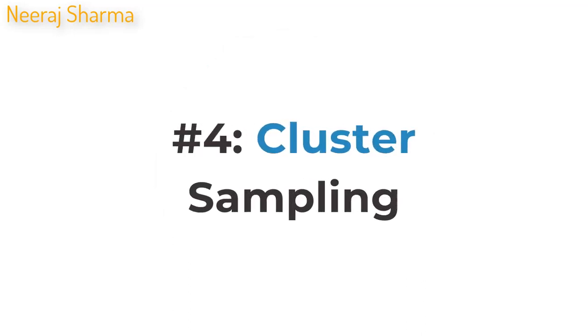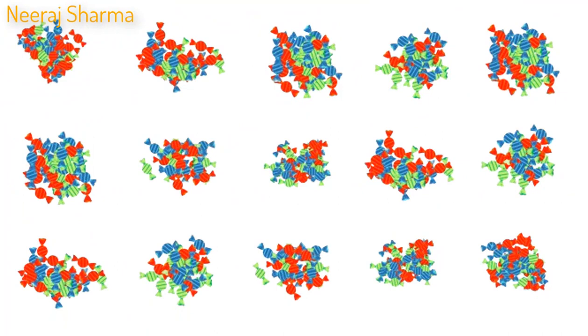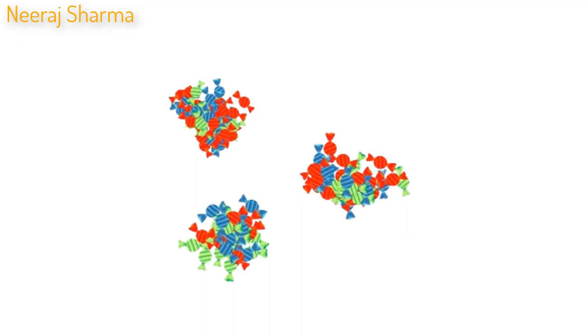Fourth, cluster sampling. Cluster sampling is like picking a few bags of candies instead of picking individual candies. Imagine you have a big jar of candies, and you divide them into different bags. Instead of picking candies from each bag, you just randomly select a few bags and take all the candies from those bags. It's a quick way to get a sample, especially if it's hard to reach all the candies individually. This method helps to save time and effort while still getting a good mix of candies from the jar.